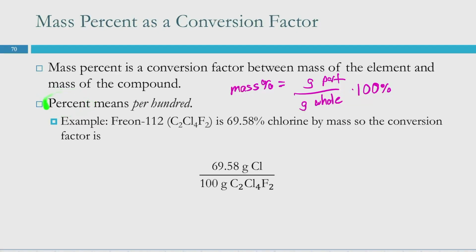We can also learn or remember or think about percent. The per means divided by, and cent like pennies, 1 cent. Per 100 is what percent means. So if we make the percentage, the top part in grams, then the bottom part is always going to be 100 grams.